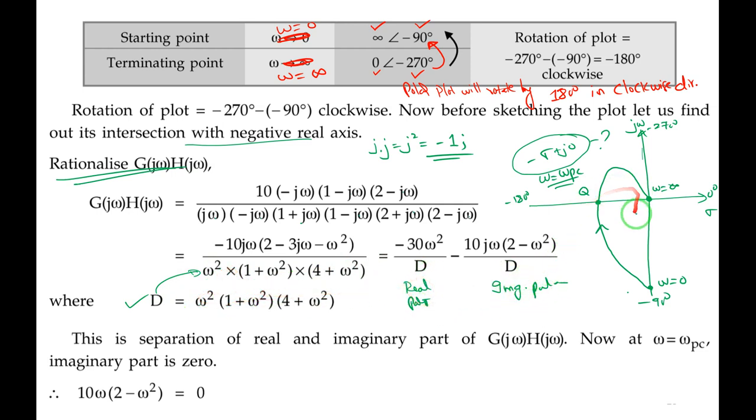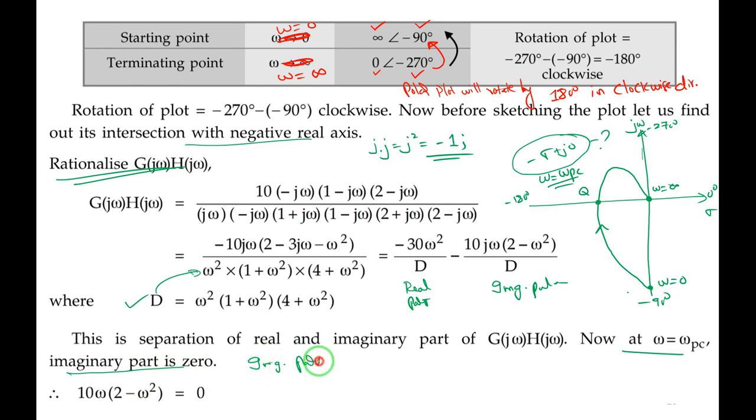And you can observe the polar plot is intersecting the negative real axis here, so the imaginary part is 0. So equate this imaginary part, this one, to 0. We are equating the imaginary part to 0 at omega equal to omega PC. The imaginary part means 10 omega into 2 minus omega square. This D will leave because if it goes to that side, it will be 0. So 10 omega into 2 minus omega square equal to 0. Equating the imaginary part to 0.